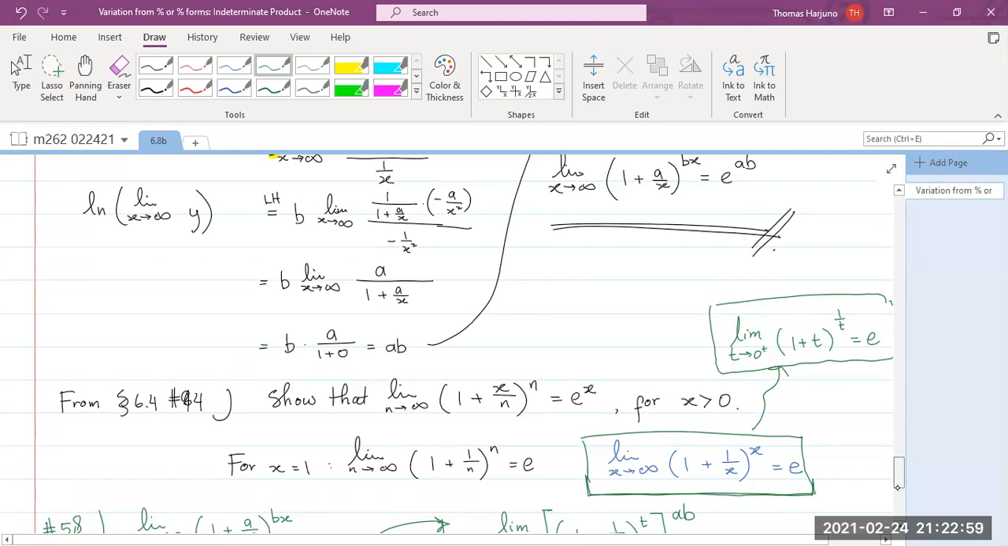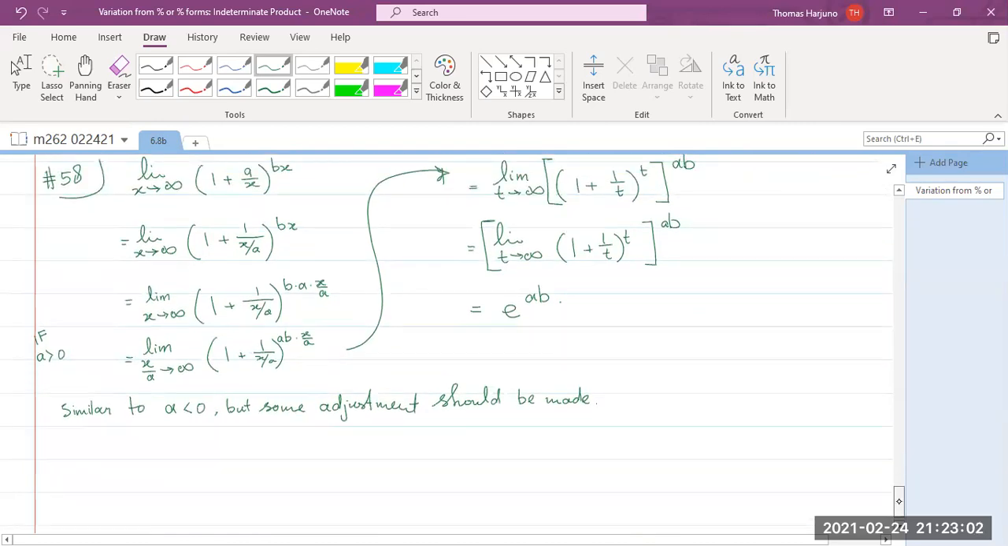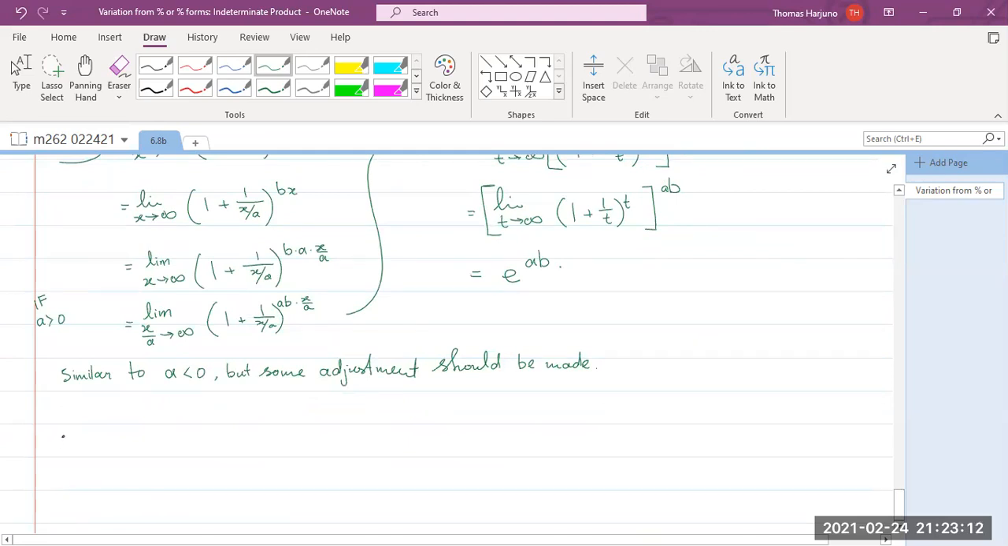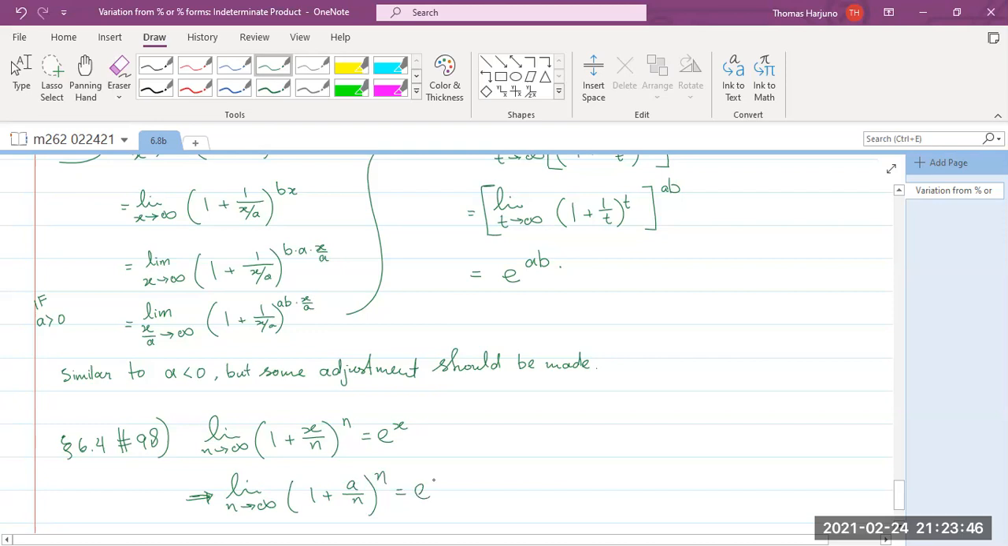Okay, now looking back. Notice that in number 58, I actually used that definition. I can go right away from number 98, section 6.4, where we have the limit as n goes to infinity of (1 plus x over n) to the power of n. This is e to the x. Right? So what happens if x equals a? The limit as n goes to infinity of (1 plus a over n) to the n equals e to the a then. Is it right?